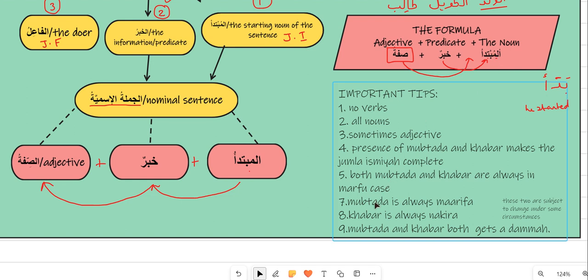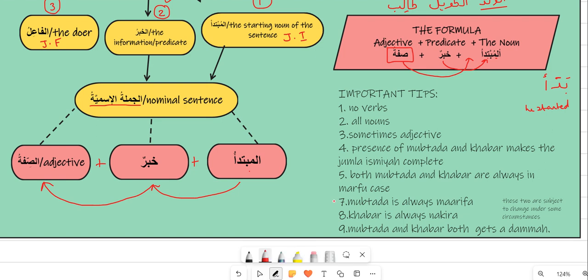The mubtada is always marifa. This is a very important point: a jumla ismiya starts with a mubtada, and the mubtada can never be indefinite, it can never be nakira. It will always be marifa, meaning a definite noun, and it will always have lam at-tarif. An Arabic sentence cannot start with a nakira noun. And the khabar is always nakira. The predicate is always nakira. It cannot be marifa. So these two points are very important in Jumla Ismiya.